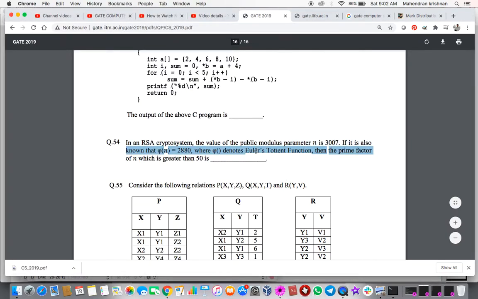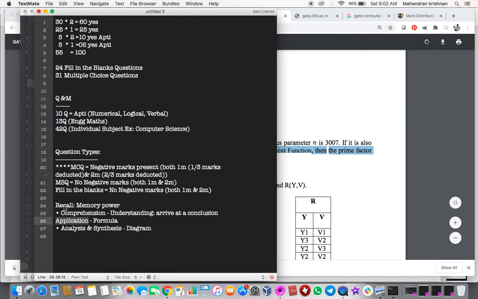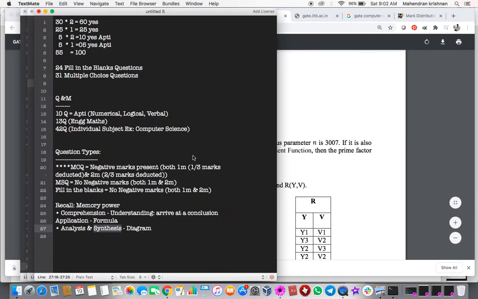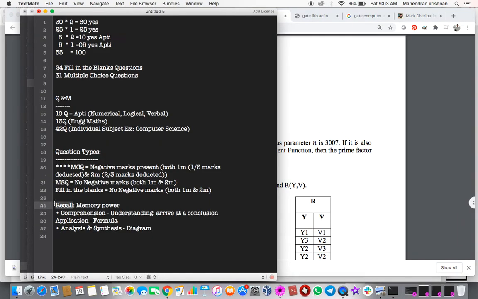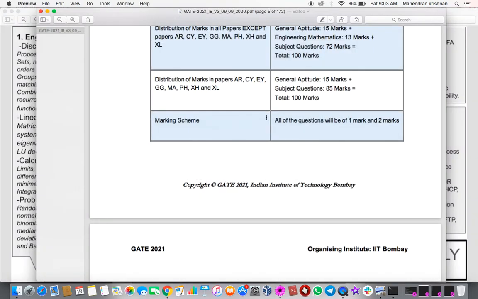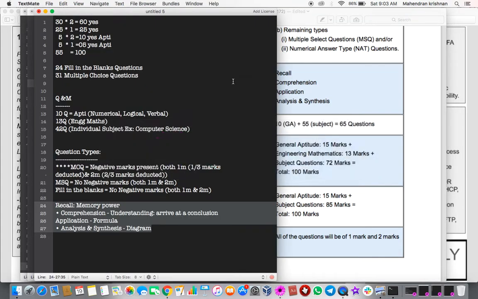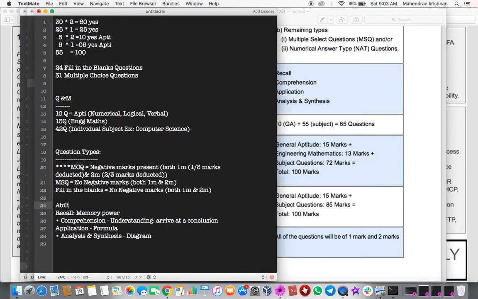What type of question is this? Definitely some memory is involved, right? Comprehension is also involved, and we are applying the RSA formula. We do analysis and synthesis as well. So this question takes all the types of things, testing all types of abilities.